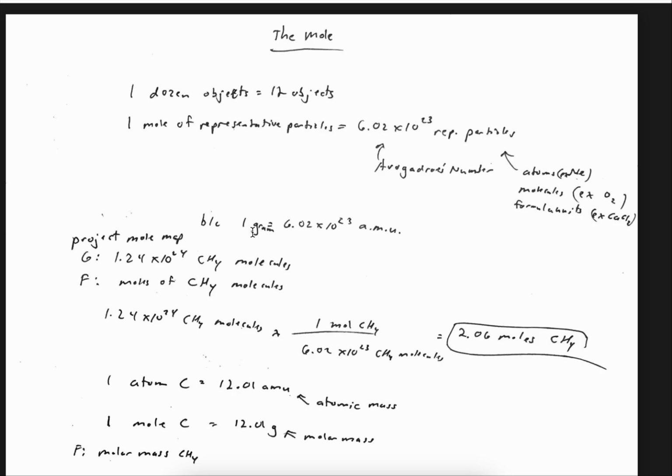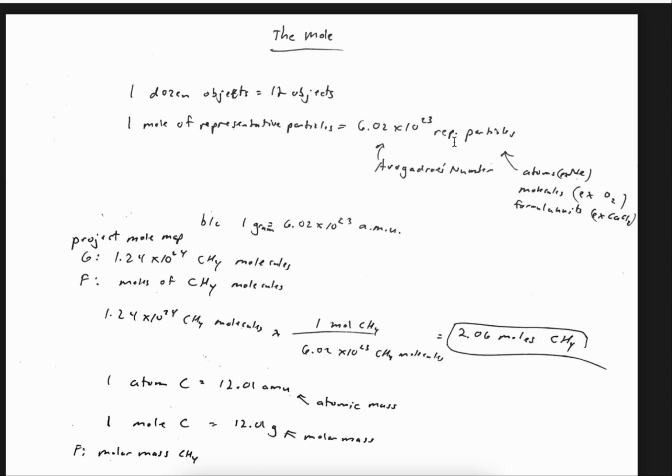Well, it's because it turns out a gram of something is 6.02 times 10 to the 23 atomic mass units, which are about the mass of a proton or neutron. So a mole is really just a number of something, a really big number of something, but it's kind of like dozen. A dozen of something is 12 of something, and a mole of something is just 6.02 times 10 to the 23 of something.